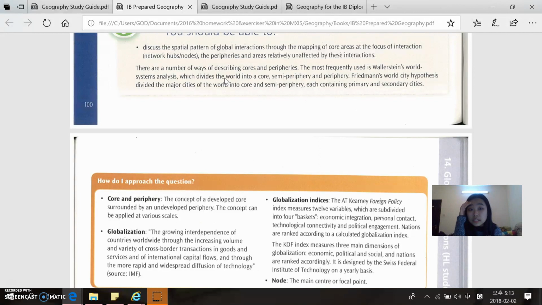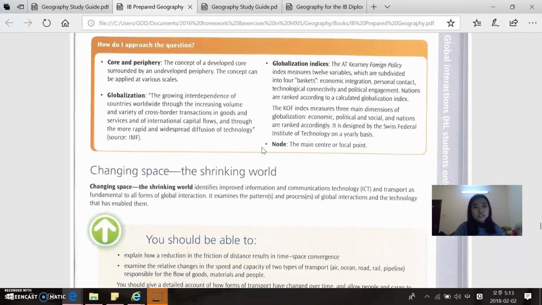So it divides the major cities of the world into core and periphery, each containing primary and secondary cities. Okay. And we're going to talk about it later. So now these are the terms you have to absolutely remember. You can memorize them if you want, but make sure when you write the essay, you can define these terms, because in a good essay, usually in the introduction, it's assumed that you already know these key terms.